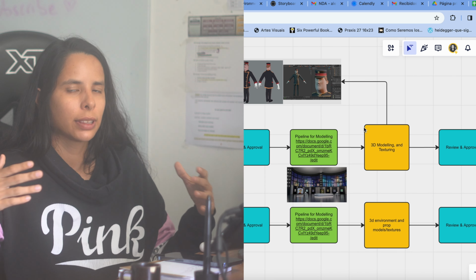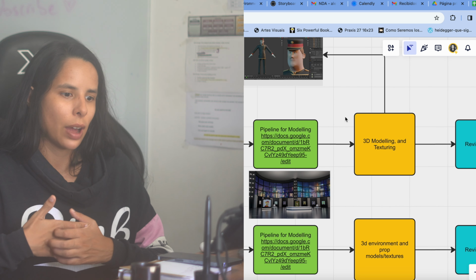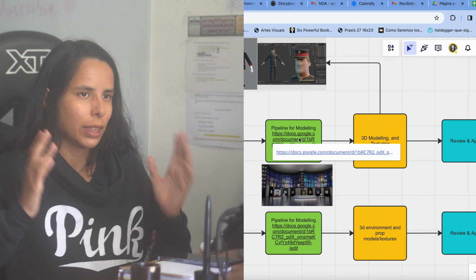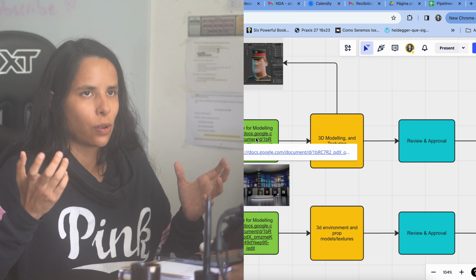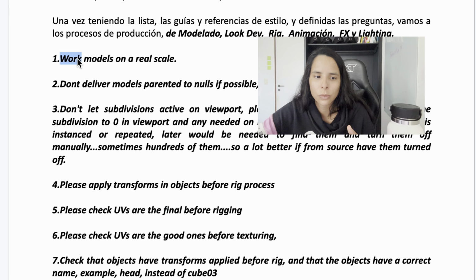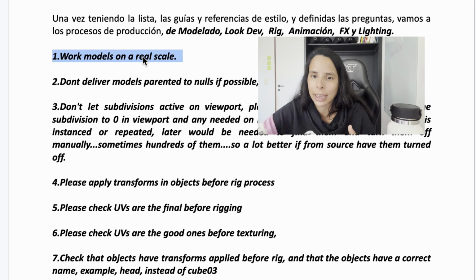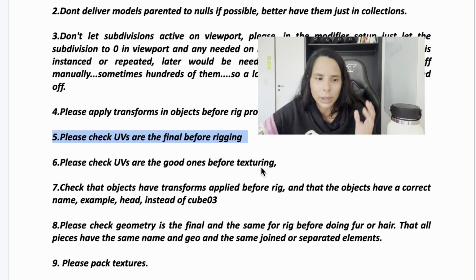And here, right before we start the 3D, we have a document for the artist that will be modeling. I have experience doing this, so I've created a really structured technical direction for the 3D artist, like for example, work models on a real scale. Please apply transforms to objects before the rig process, and please check that UVs are final before rigging.